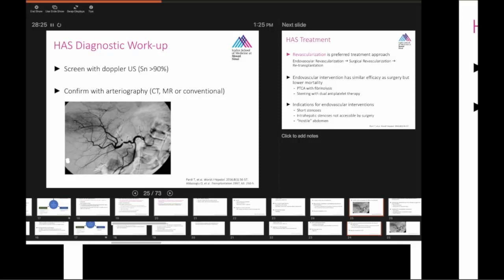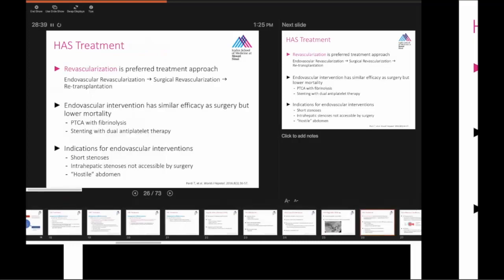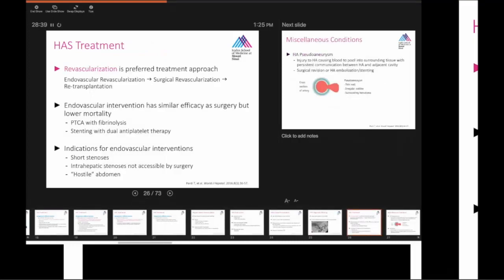And this is an example of hepatic artery stenosis. In this area, you see a very abrupt narrowing of the artery. The preferred treatment approach is revascularization. You try endovascular first. If that doesn't work, surgical. If that doesn't work, you have to retransplant. Endovascular intervention is preferred because it is as effective as surgery but obviously has lower mortality and morbidity.